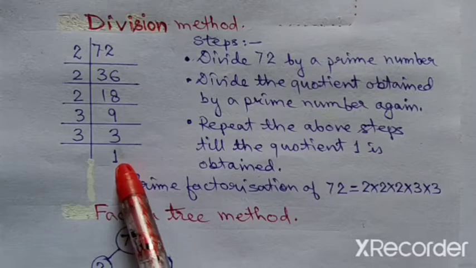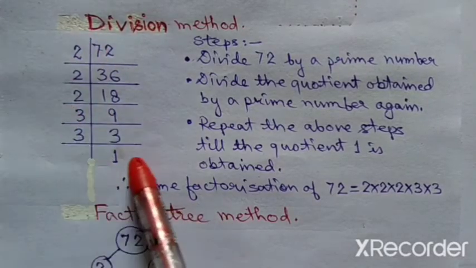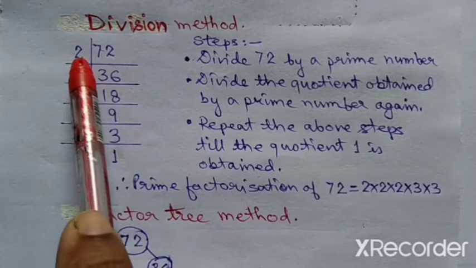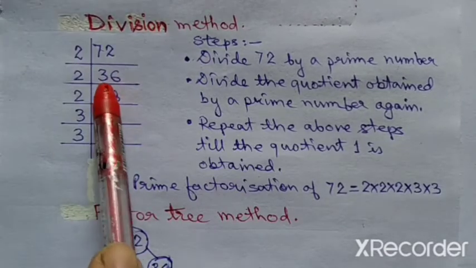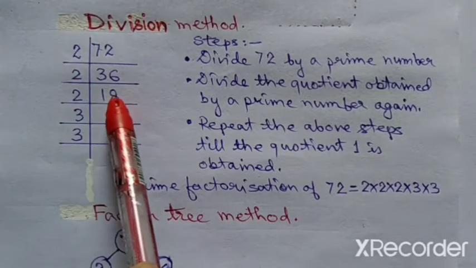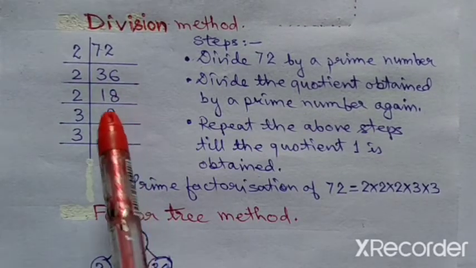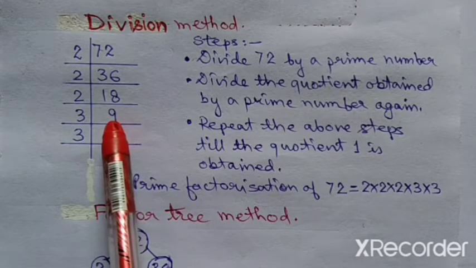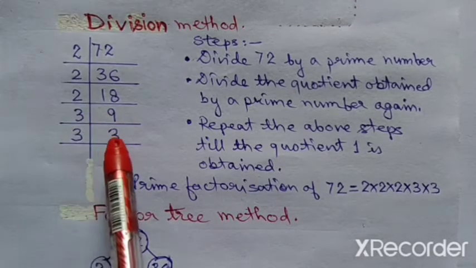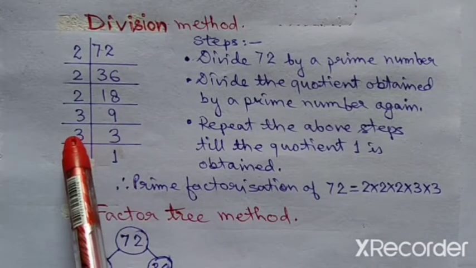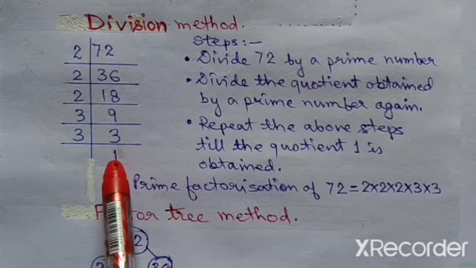Okay children, now see here it is shown how to divide. Suppose you are dividing 72 by the prime number 2, so you will get the quotient 36. Again divide 36 by a prime number 2, you will get the next quotient 18. Then again divide this 9 by a prime number, that 3 threes are 9, and at last again divide this 3 by a prime number, that is 3, we will get 1 as the quotient.